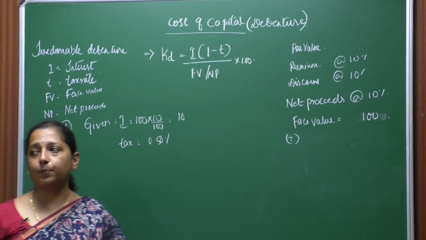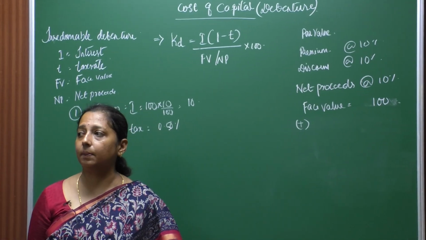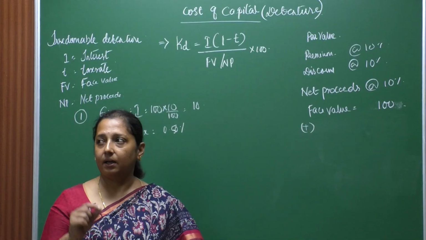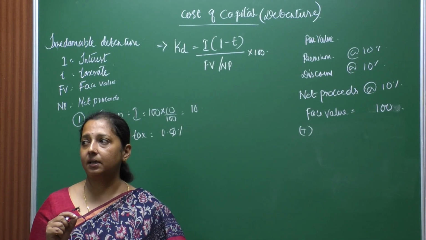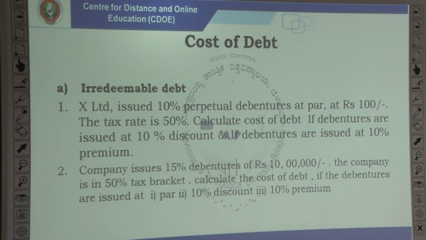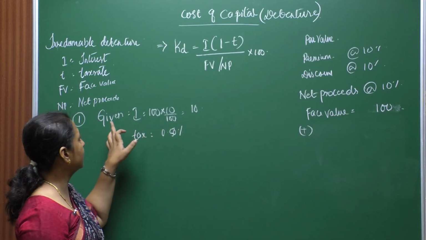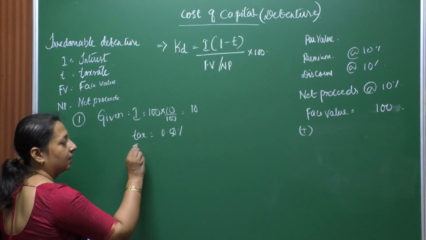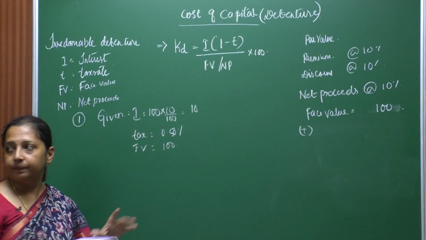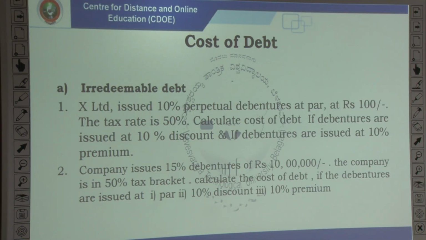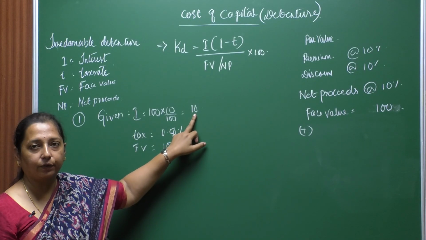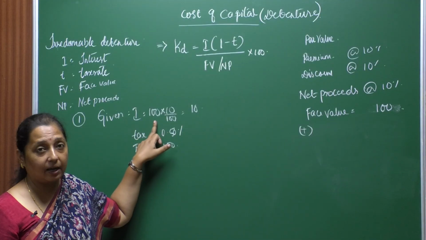When I look at the first problem, X Limited issued 10% perpetual debenture at par. I repeat, X Limited issued 10% perpetual debenture at par at rupees 100. Par is nothing but the face value, at rupees 100. So, the face value, as given, is 100. What is that 10%? If you issue one debenture for 100 rupees, 10% is the rate of interest, 10% into face value.